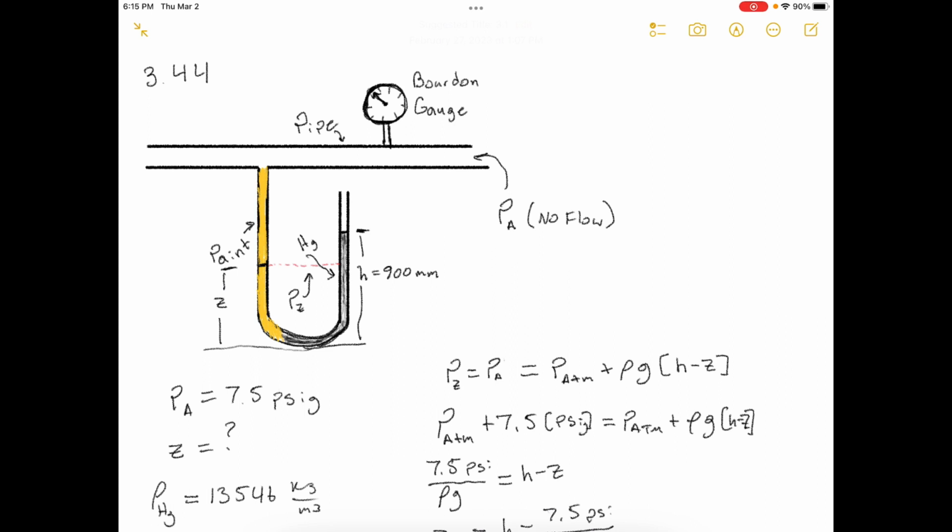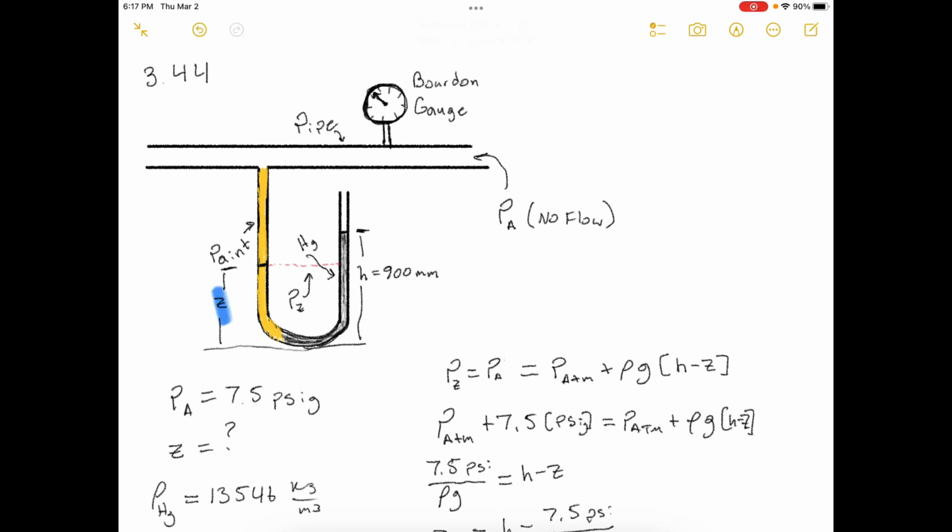During a period when the gas supply is connected to the line, but there is no gas flow, a Bourdon gauge connected to the line downstream from the manometer gives a reading of 7.5 pounds per square inch gauge. The level of mercury in the open arm is 900 millimeters above the lowest part of the manometer. Part A: when the gas is not flowing, the pressure is the same everywhere in the pipe. How high above the bottom of the manometer would the mercury be in the arm connected to the pipe? So basically we have to figure out what Z is.